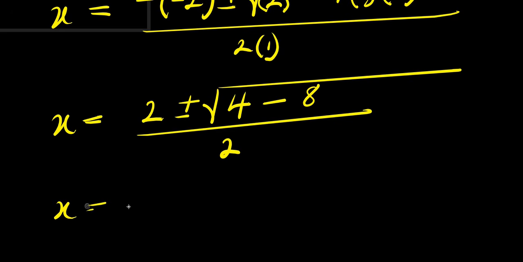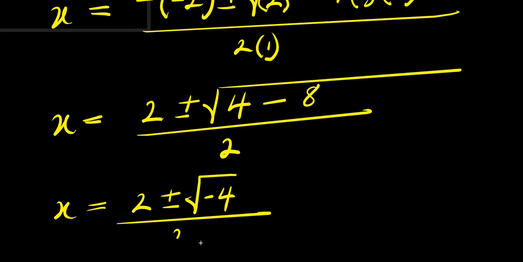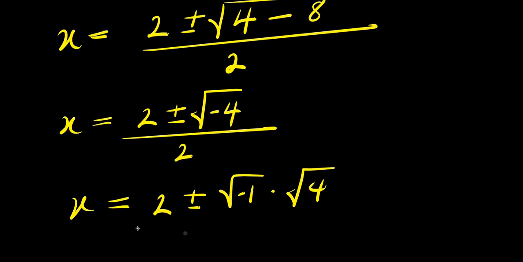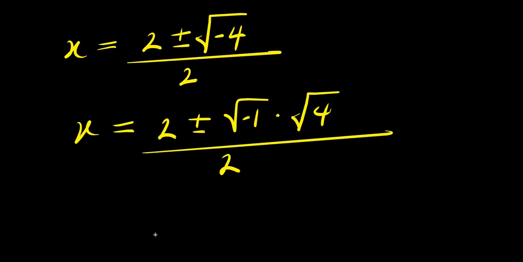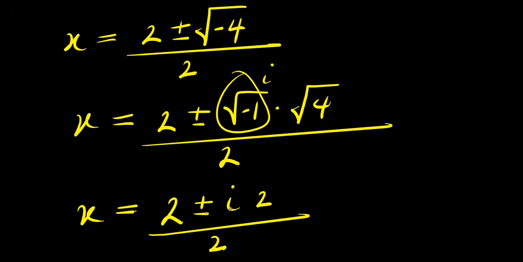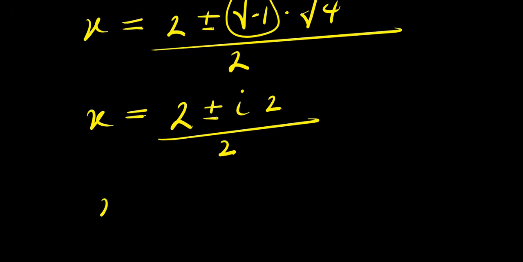So from here, I have x equals 2 plus or minus square root of, this is negative 4, divided by 2. So there's minus here. I can simply have x equals 2 plus or minus square root of negative 1 times square root of 4, divided by 2. Square root of negative 1 here is i, so I have x equals 2 plus or minus i times square root of 4, that is 2, divided by 2. So from here, I have x equals 1 plus or minus i.